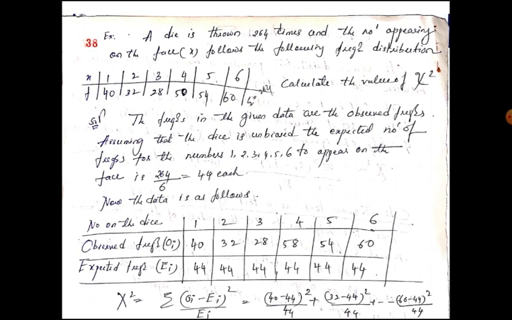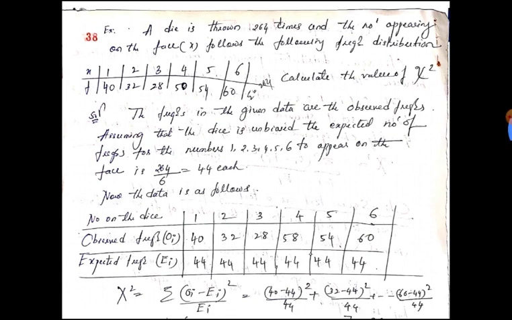This is the expected value. Now, from the data, the number on the die is 1 to 6. Observed frequencies you take from the data, that is these values. And the expected frequency for each number on the die we have calculated as 44. So for every value on the die it is 44, 44, 44.